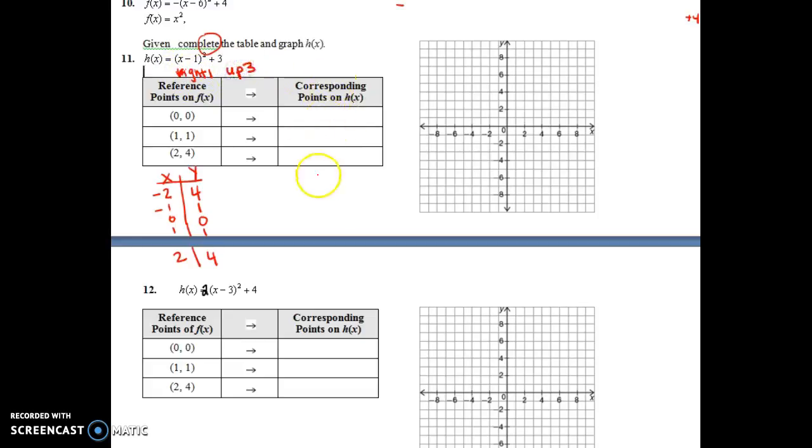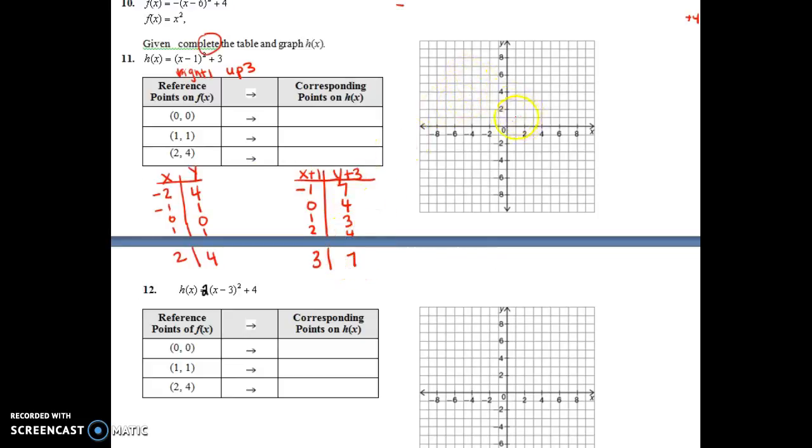So what that does to your corresponding points, and I'm just going to draw another t-table, is you're going to add 1 for right 1, and you're going to add 3 to the y values for up 3. So if I add 1 to all these, I have negative 1, 0, 1, 2, and 3. And then if I add 3 to the other values, that's 7, 4, 3, 4, and 7.